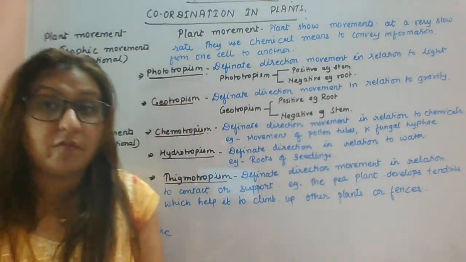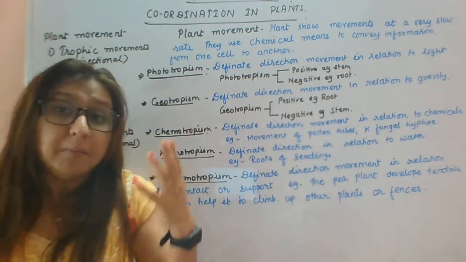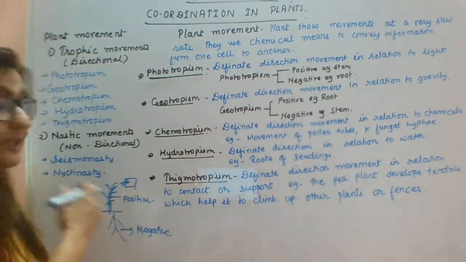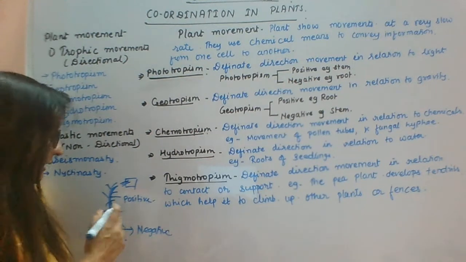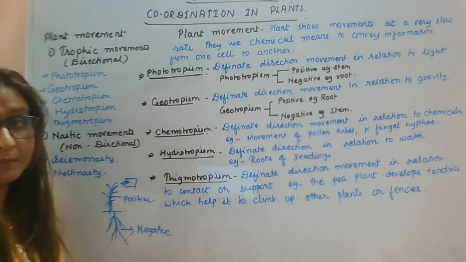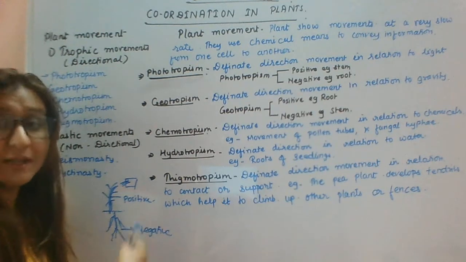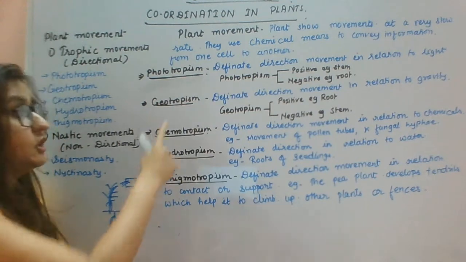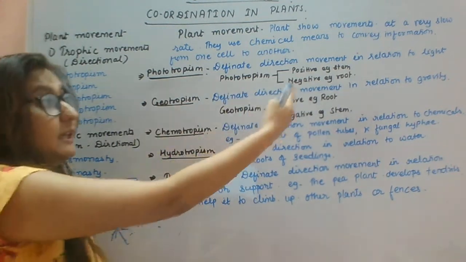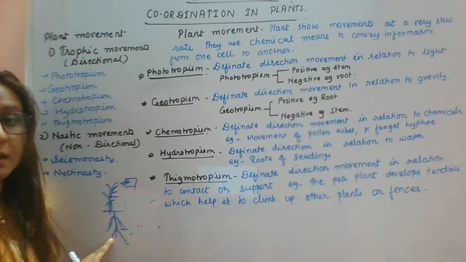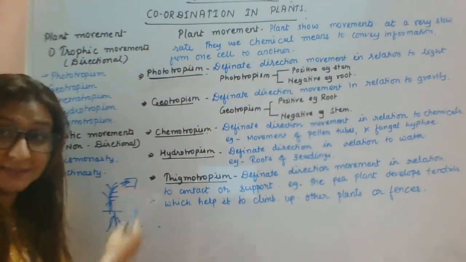Next is geotropism. Geotropism means movement shown in the direction of gravity. Okay, so here see an example again. When these roots are going down towards the gravity, you can say towards the gravity. So now we are talking about geotropism, meaning definite directional movement in relation to gravity. So the roots are going down towards the gravity.